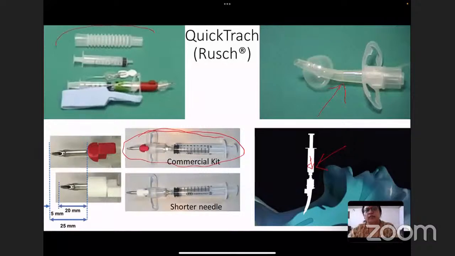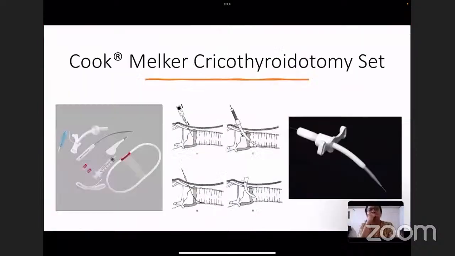This piece of equipment which you can see is an extension tube which will help you to give enough distance to connect the ambu bag or your circuits to ventilate the patient.